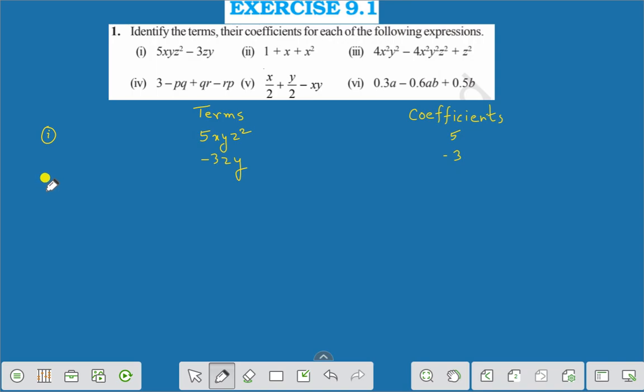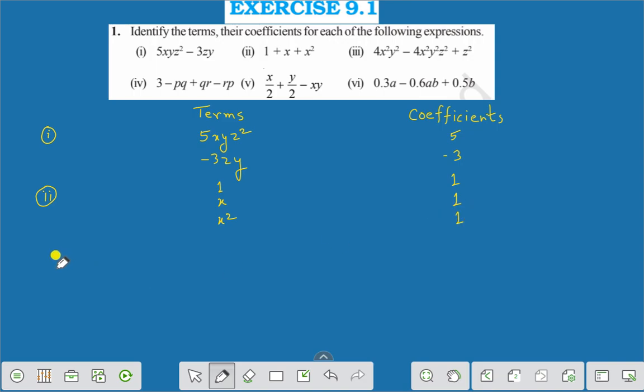Now question number 2. In question number 2 there are three terms. One is a constant, that is 1, another term is x, another term is x square. Now 1 is multiplied with 1, therefore the coefficient is 1. x is multiplied with 1, therefore the coefficient is 1. x square is also multiplied with 1, therefore the coefficient is 1.